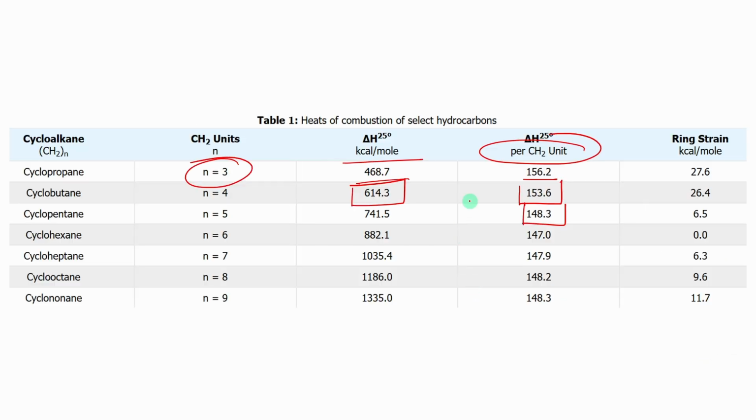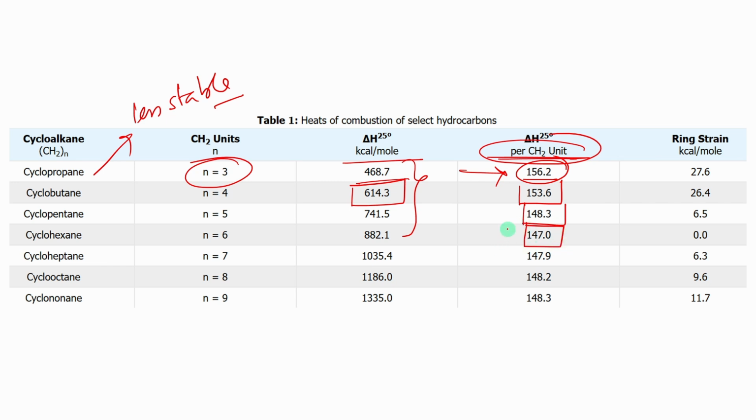So what can I conclude from here? Cyclopropane is less stable. So that's why the energy release per CH2 unit is more. By the way, do not compare here, you'll be confused. Per CH2 unit, it's more for cyclobutane, cyclopentane, and if you go to cyclohexane, it is this.